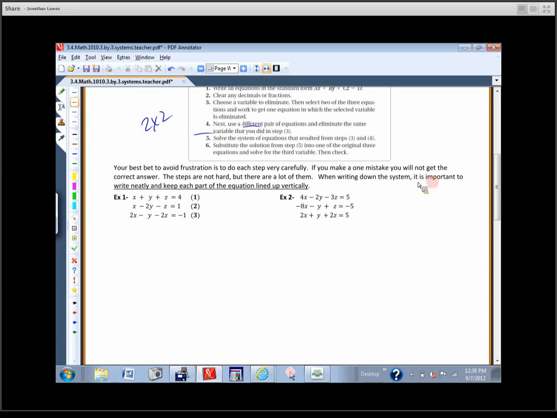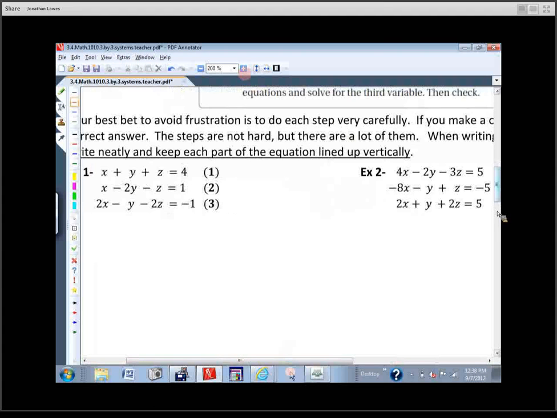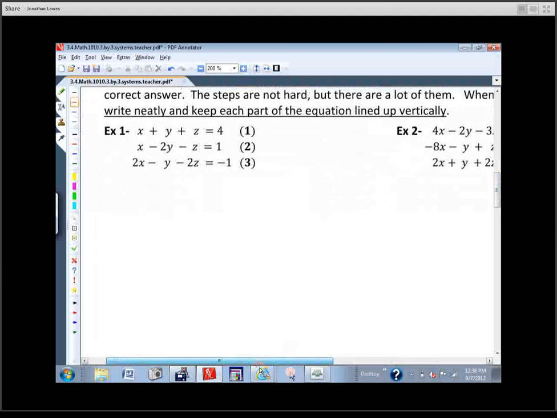Okay? The next one I'm going to read, it says, when writing down the system, it's important to write neatly. Keep each part of the equation lined up vertically. So you've got the advantage of, take a look at this one right here. It's the same one that's on your paper. It's all lined up. I've got the x's lined up, the y's lined up, the z's lined up, the equals lined up, and then the number on the other side lined up. Okay? You don't have this one on your paper, do you? Okay, you're going to in just a second. So I'm going to zoom in on this one, and we're going to solve this problem right here.